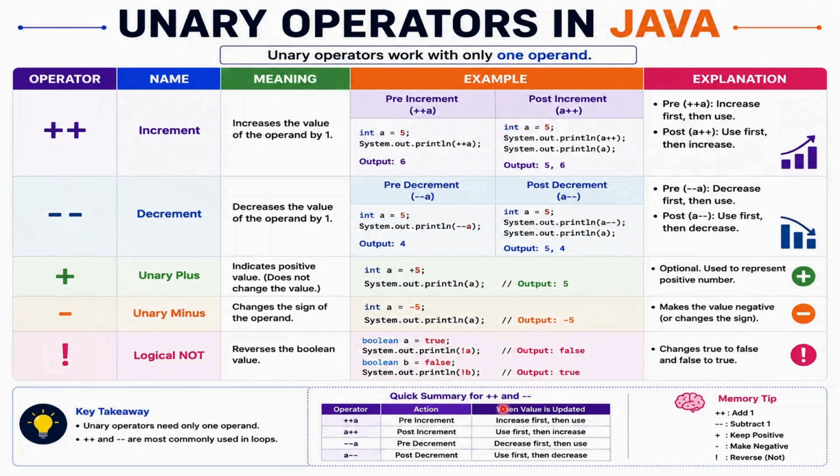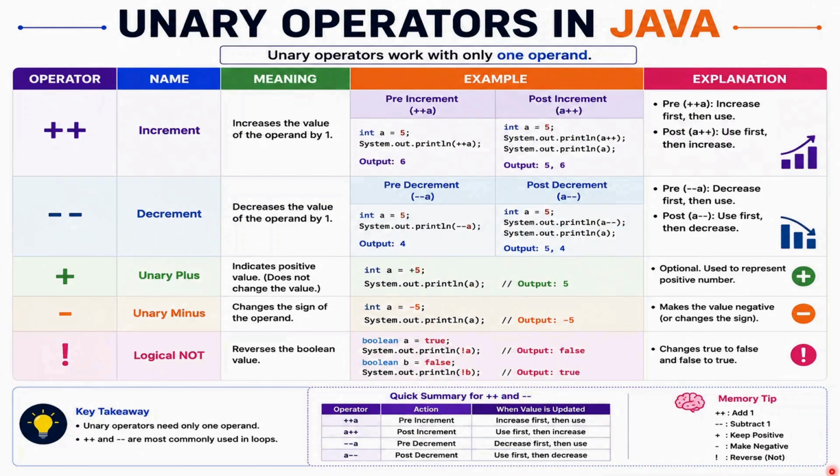Quick summary for increment and decrement operators. We have the operator, we have the action, and when the value is updated. In pre-increment, it increases first, then uses. In post-increment, it first uses, then increases. In pre-decrement, it decreases first, then uses. In post-decrement, it first uses and then decreases.